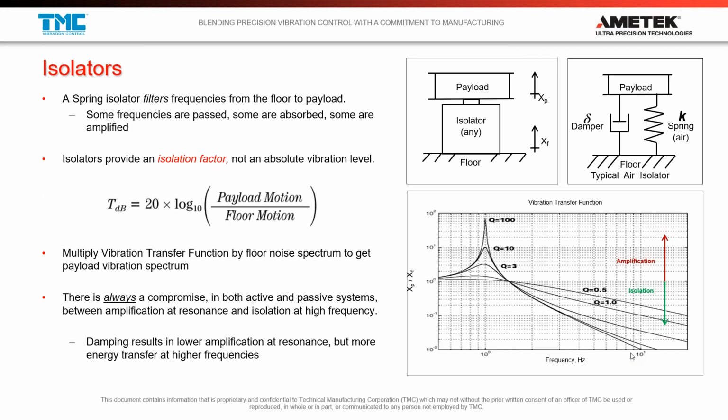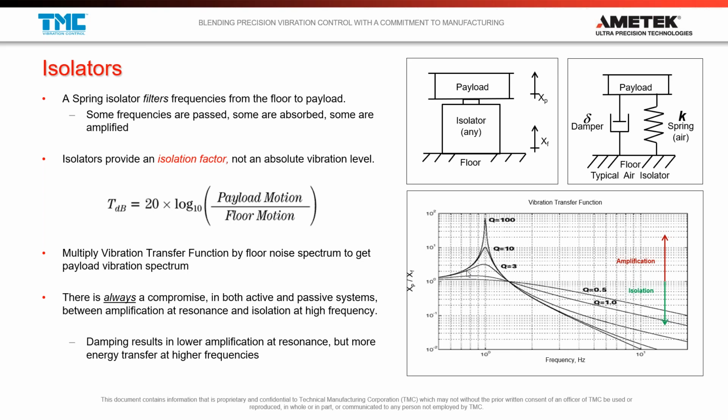But then we start adding damping to these systems. So we start putting maybe fluid or some kind of friction-inducing component in here. And what that's actually doing is restricting the motion, but it's also creating, in some sense, a mechanical short. It's allowing more and more energy to transfer to the payload. So there's always a trade-off.